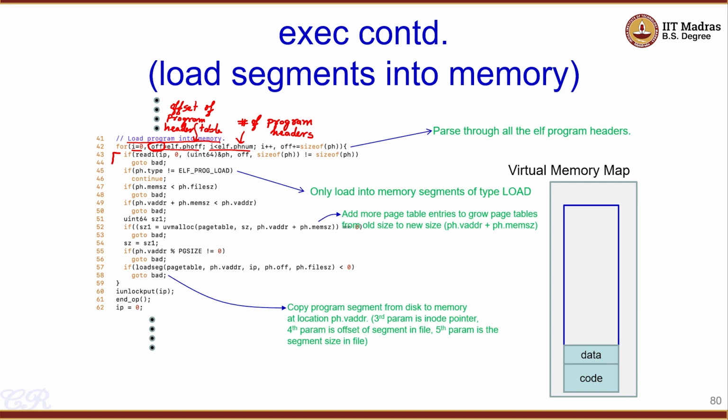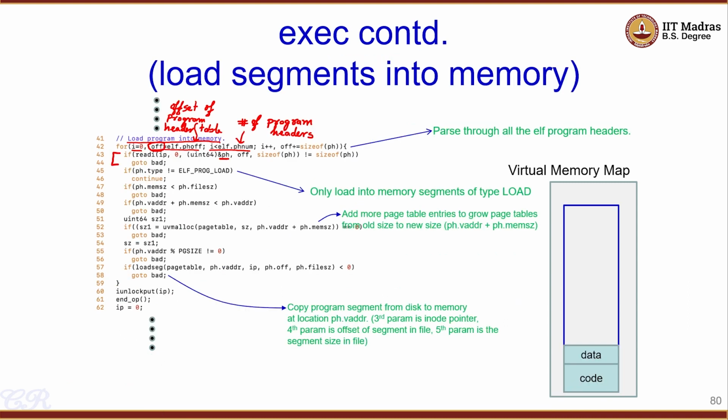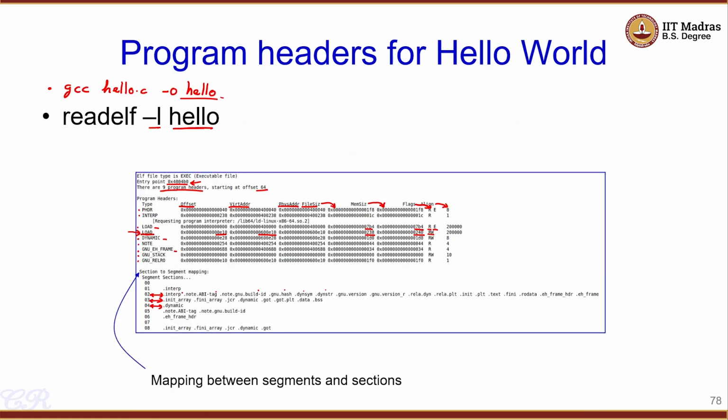Lines 43 and 44 load the program header into this memory location pointed by ph, right. So ph is essentially the program header. So you're loading the program header into ph, right. And essentially, if I connect it back to our example, what we are doing is loading each row into ph, right. The for loop is going 9 times, and for each iteration we are loading a row into ph.